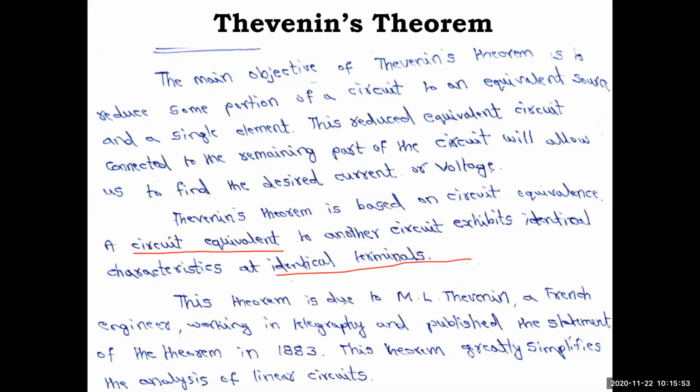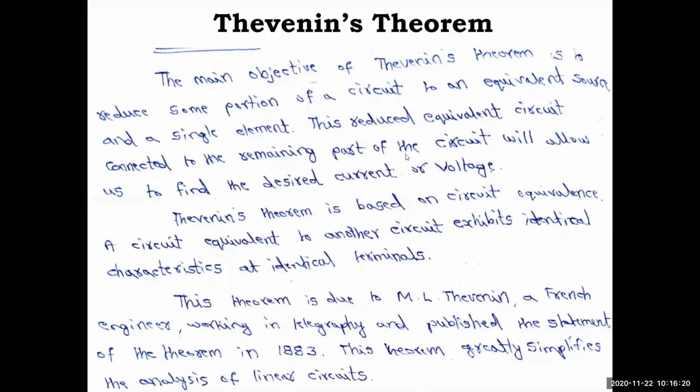This theorem is due to a French engineer called M.L. Thevenin. Because of his name, this name has come. He was working in telegraphy and published the statement of the theorem in 1883. This theorem greatly simplifies the analysis of linear circuits. So we'll try to understand the statement of M.L. Thevenin's theorem.